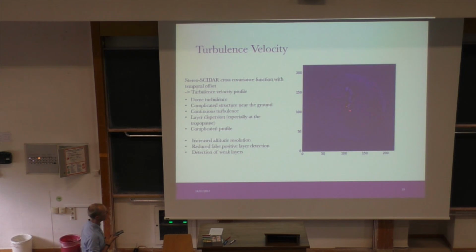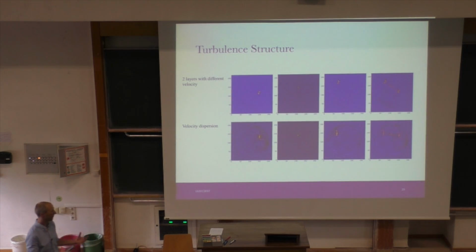If we look at the other ones, we see at the ground, we've got another strong layer that's going quite quickly. And we've got a strong turbulent layer up here, which is about 10 kilometers, which seems to have some dispersion to it. It's got an arc in it, which suggests that the velocity is actually dispersed within the turbulent layer.